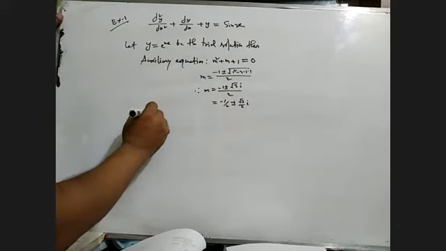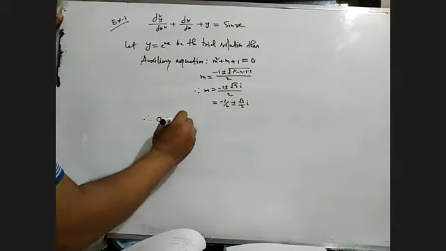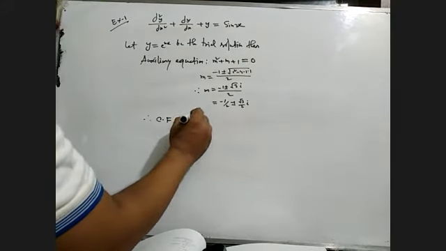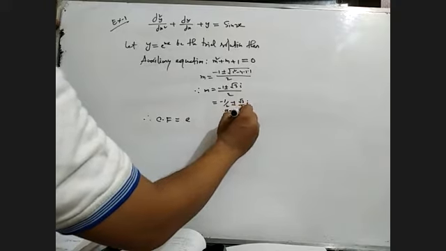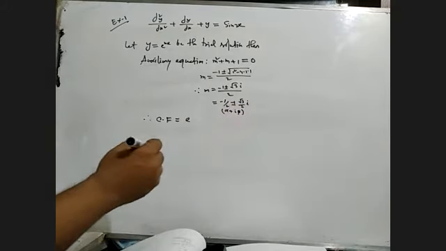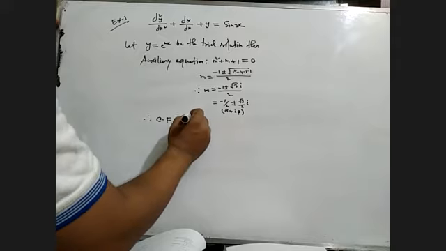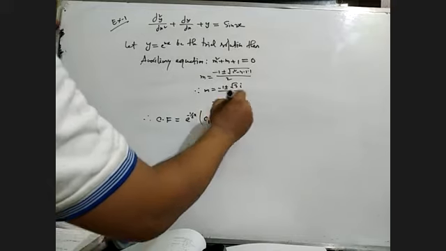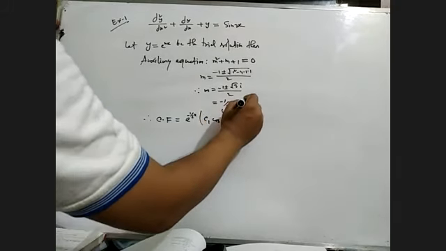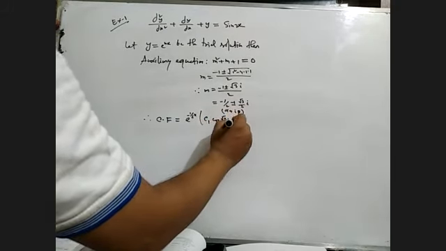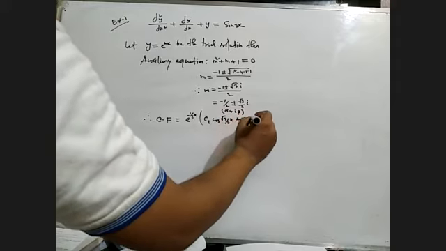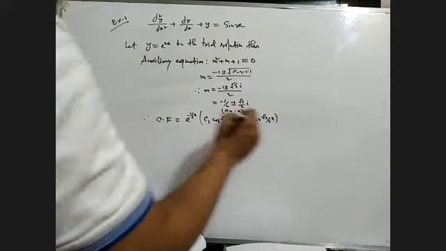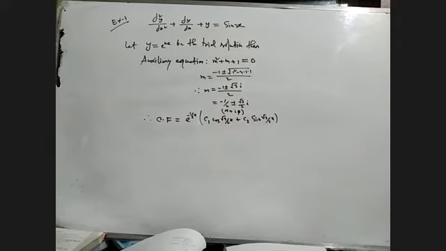So the complementary function, CF, what will it be? You must know that for complex roots, it is e to the power alpha x times cos beta x and sin beta x. Comparing with the complex number, alpha means minus half, so e to the power minus half x, c1 cos beta x, where beta is root 3 by 2, plus the second constant c2 sin beta x. This is the complementary function of the given differential equation.